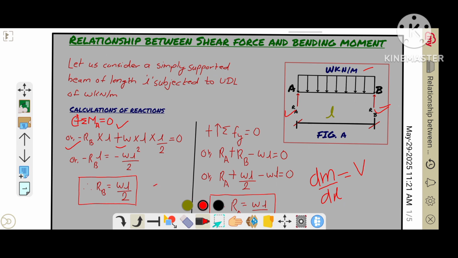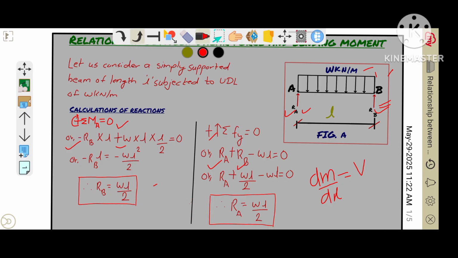To calculate the other unknown, that is Ra, I am going to use the static equilibrium equation, summation of Fy is equal to 0, considering upward forces positive. Ra and Rb are acting in upward direction, so they are taken as positive. And this UDL, W kN per meter, is acting in downward direction, so it is taken as negative. On calculation, we obtain the value of Ra as WL by 2.